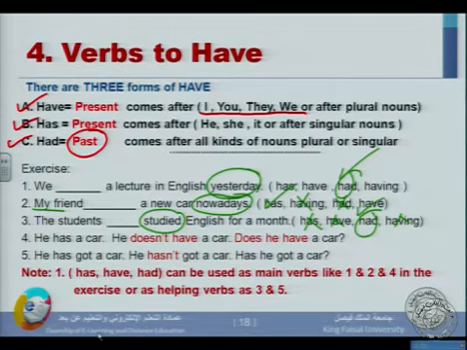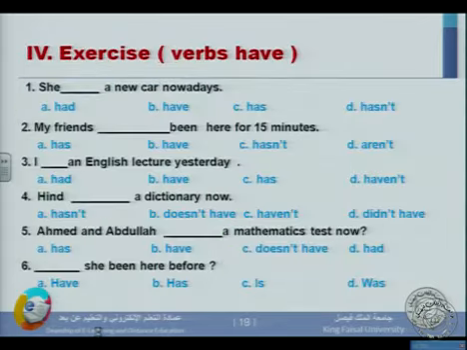So has, have, had can be used as main verbs also. For example, to say I possess a car: I have a car. It can be a main verb. Okay? Also, you can use it as a helping verb. We will discuss that later on about have and its forms. For example, look at these exercises.